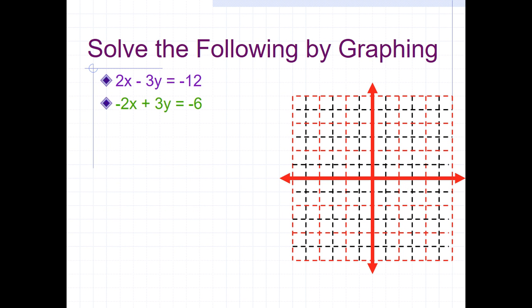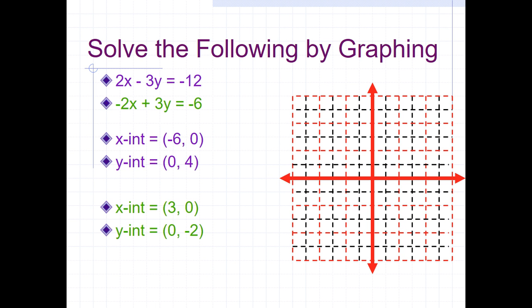In our next example, once again, these are both in standard form, so we'll use cover and divide. If I cover up 3y, or put 0 in there, and divide by 2, the x value is -6. Cover up the x, divide by -3 to get the y value of 4. So the y-intercept is 4, the x-intercept is -6. Plot those 2 points. When I plot them and draw the line, that's what it's going to look like.